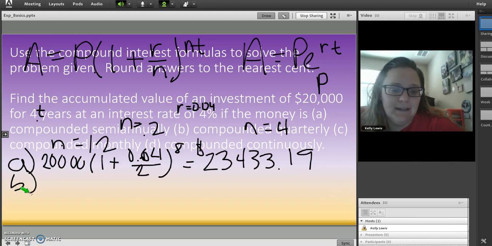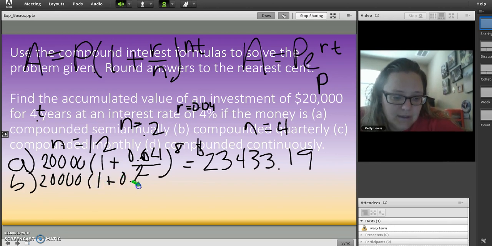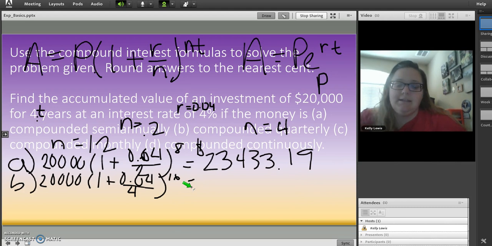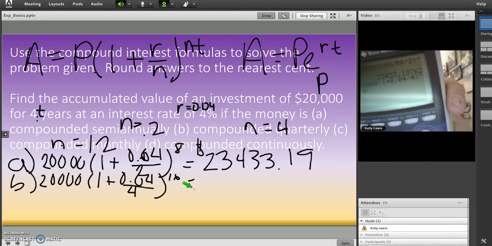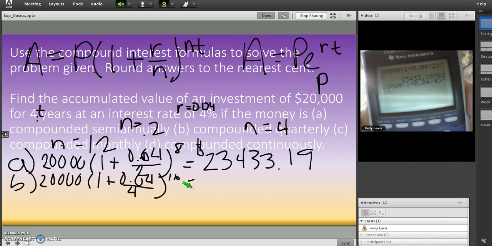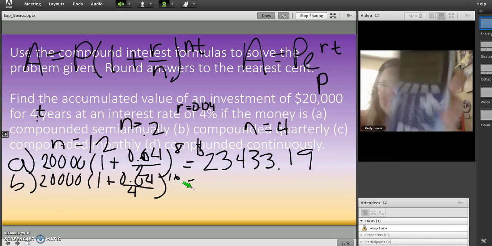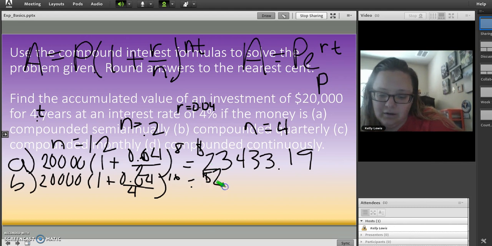B is the exact same thing, except N is now 4 instead of 2. So 20,000 times (1 plus 0.04 over 4), and then we're going to do 4 times 4, so 16. I'm going to type the exact same thing in, like this. Make sure you type it in right. So now you have 23,451. You have a little bit more money.